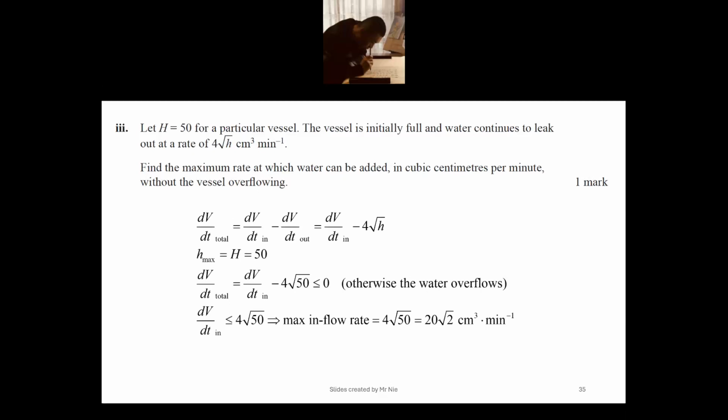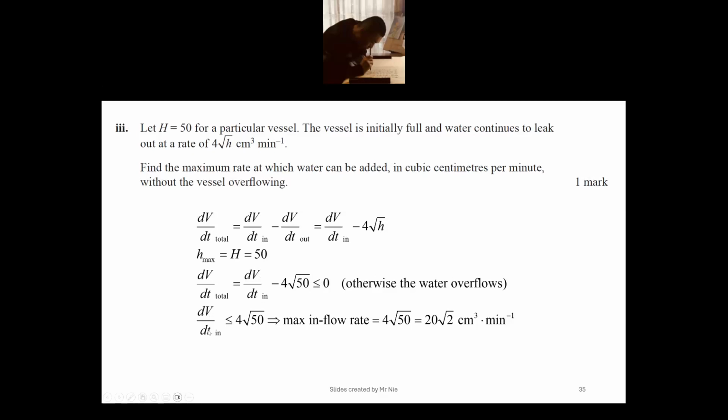Here, the total rate of change dV/dt is the inflow rate minus the outflow rate. So the maximum outflow rate occurs when you take capital H equals 50, which can be slotted in here. And for the vessel not to overflow, we would need the total rate of change to be either equal to 0 or less than 0, which means overall the volume of the water is either not changing or decreasing.